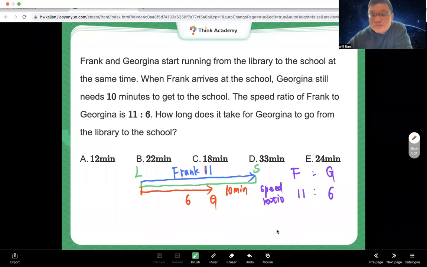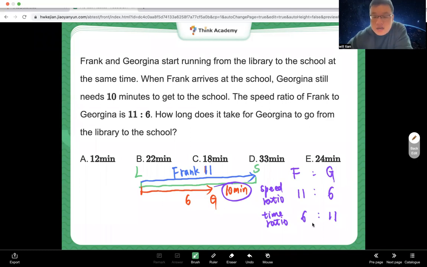If they're going to cover the same distance from library to school, can anyone tell me what the time ratio they're going to spend equals? The distance is fixed. The speed ratio and time ratio will be inversely proportional, right? So that'll be 6 to 11. And if you read from this diagram, you find that Georgina is going to spend 10 minutes more than Frank to cover that distance, right?